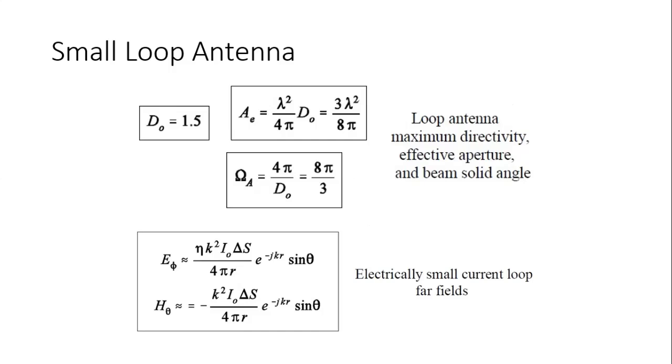So what is the effective aperture? A equals lambda squared by 4 pi times D naught, that is equal to 3 lambda squared by 8 pi. For the electrically small current loop, the electric field E phi is equal to eta k squared I naught delta S by 4 pi r, e to the power minus j k r, sin theta. The magnetic field H theta is minus k squared I naught delta S by 4 pi r, e to the power minus j k r, sin theta.